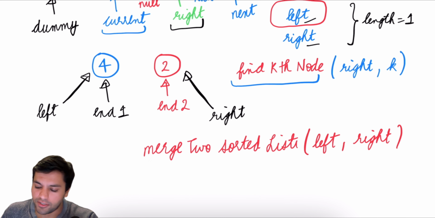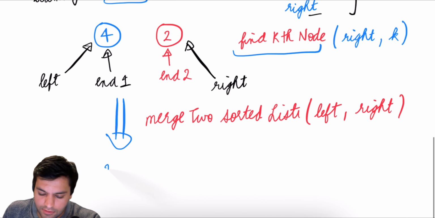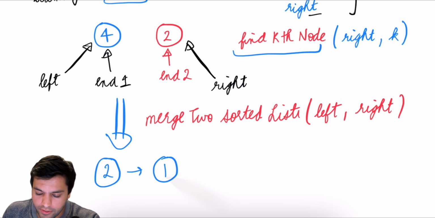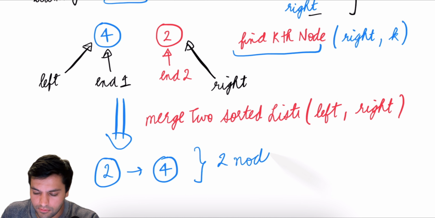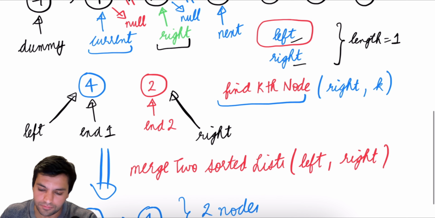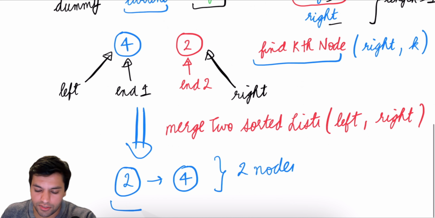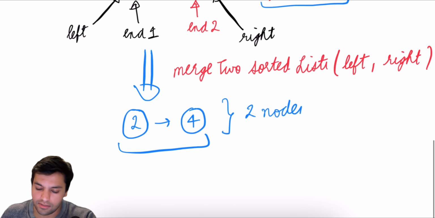After I merge them, I'm going to get a linked list starting at node 2 and ending at node 4. So this will have two nodes now. This forms a bigger subproblem of size 2. And now we have to connect this merged part with my original linked list.